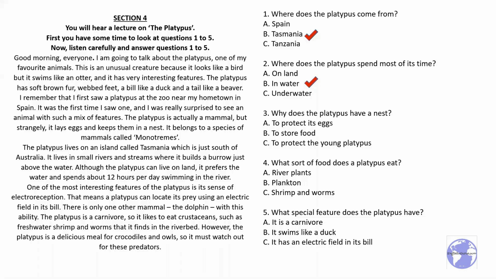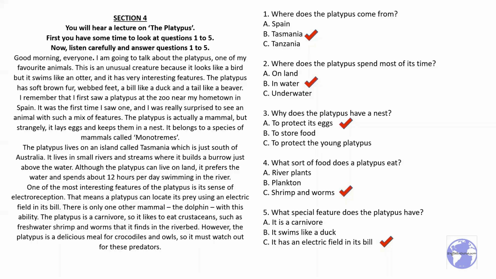Another distractor. Number 3, why does a platypus have a nest? To protect its eggs. It lays eggs there. What sort of food does it eat? Shrimp and worms. So that was towards the end of the listening. And what special feature does it have? It has an electric field in its bill, electroreception.